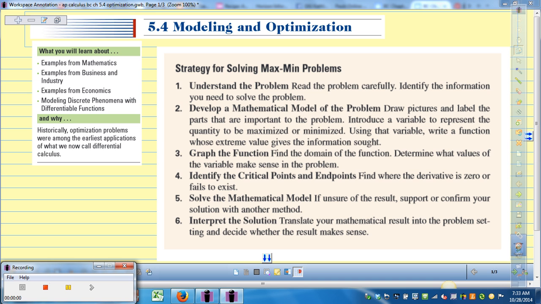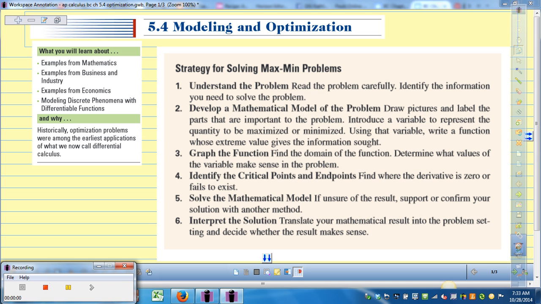Calculus was first created and used to optimize things. That's what I said at the start of this chapter. We want to maximize profit or minimize cost, things like that, and we can use calculus to get us there. So now we're looking at all different types of application problems and using our analytical skills, first derivative test, second derivative test, and so on, to find when the maximum or the minimum that we are looking for will occur. All right, so strategies for solving max-min problems.